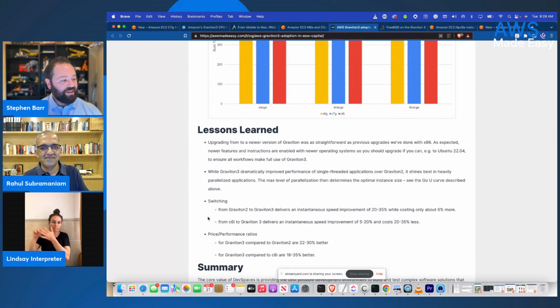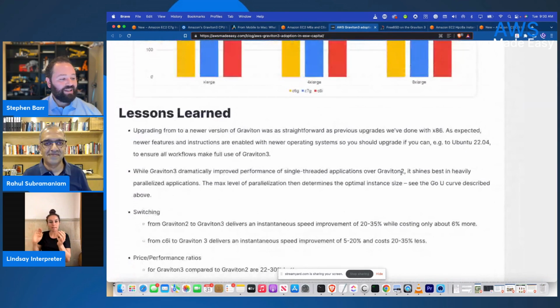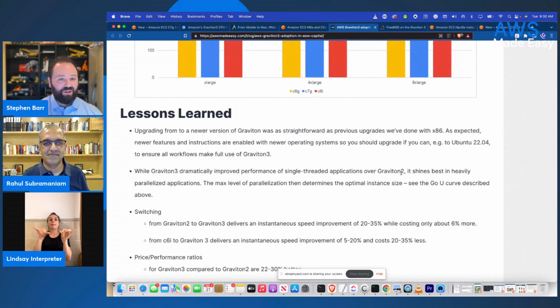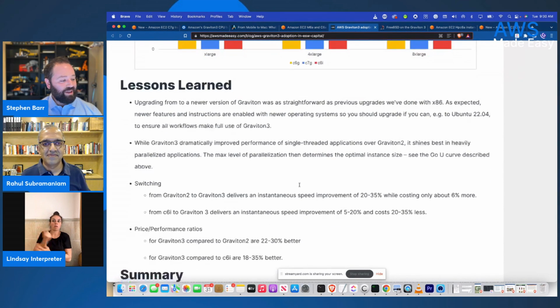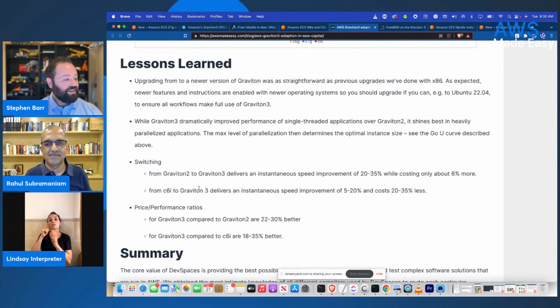I guess the main takeaway, it said Graviton 3 improved performance of single-threaded applications over Graviton 2, but shines best in these parallel applications, right? Because in parallel, you get to take full advantage of all of the cores. And here's a neat summary statistic. From 2 to 3, the speed improvement is on the order of 20 to 35%, whereas the cost increase is about 6%.